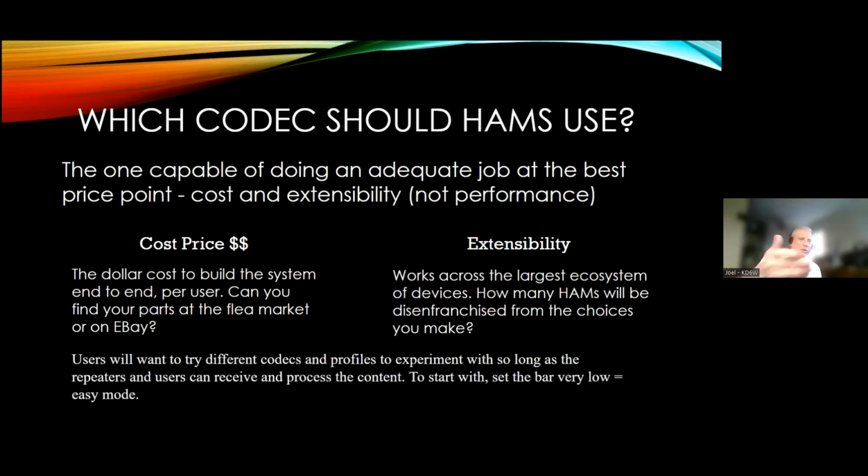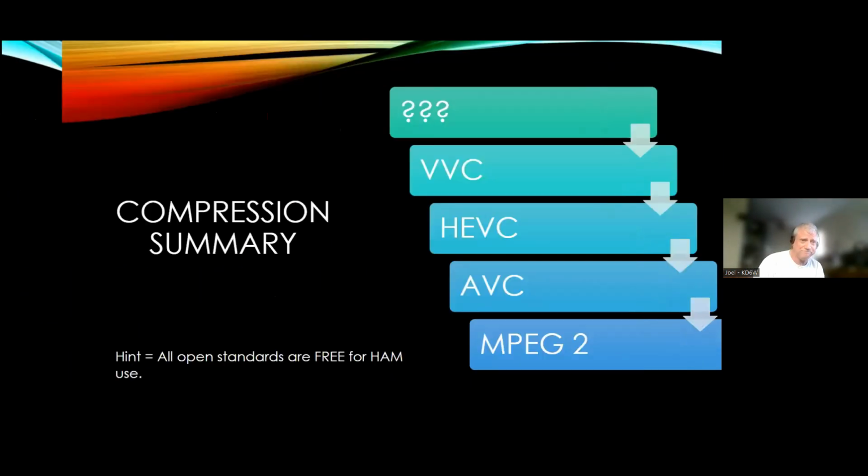So what I'm going to point out to you is I'm not discouraging anybody from trying different codecs and different profiles or different modulation. Doesn't matter. But you have to understand, you want to make it so that it works through the repeaters and so that all the users can receive and process the content. So to start with, let's set the bar very low and put it on easy mode. Let's not try to make the bar so high because, quite frankly, I don't want to see you guys in high definition. Standard definition is good enough, if you know what I mean.